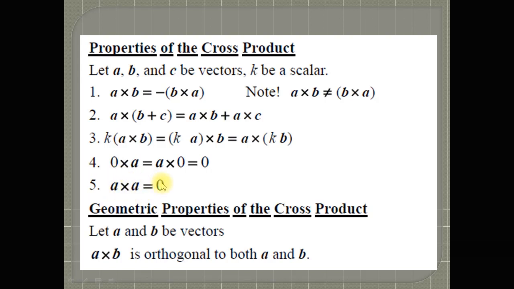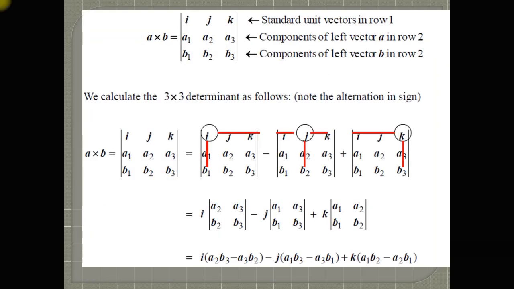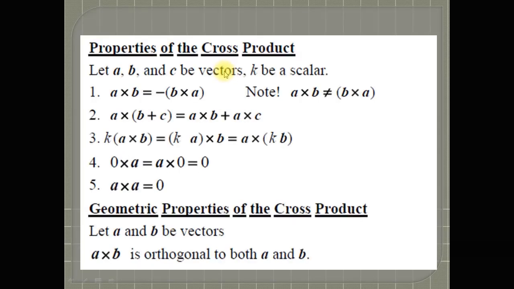Because if we use a determinant, then the first row and the second row will be identical, and we know that by the property of a determinant, if two rows or two columns are identical, then the determinant will be equal to 0. So a cross a is equal to 0.